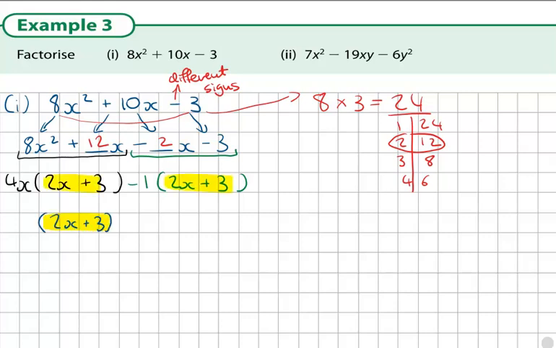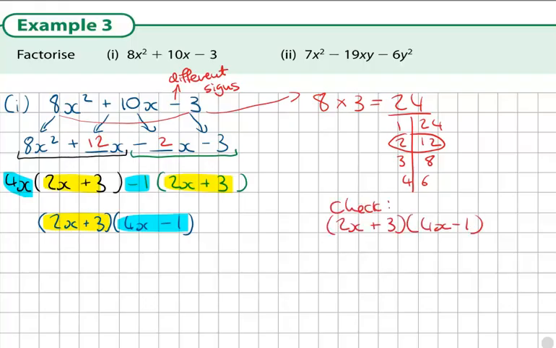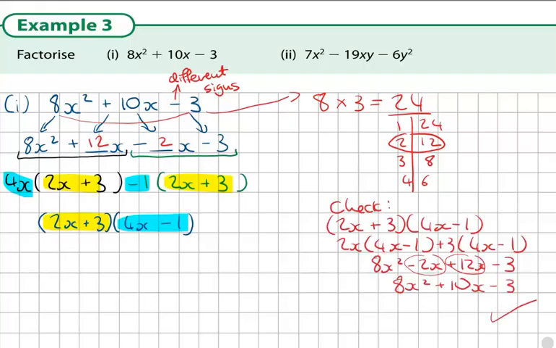My brackets match. So that's the first part of my answer, 2x plus 3. And 4x minus 1 is the second part of my answer. So here's my answer, 2x plus 3 times 4x minus 1. I multiply out the brackets, get back to the start, so I know I'm right.